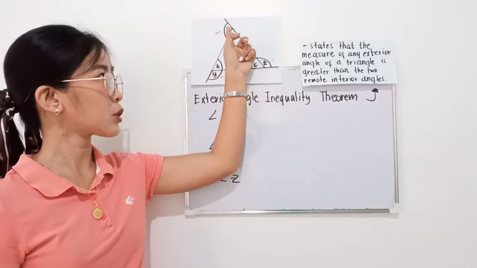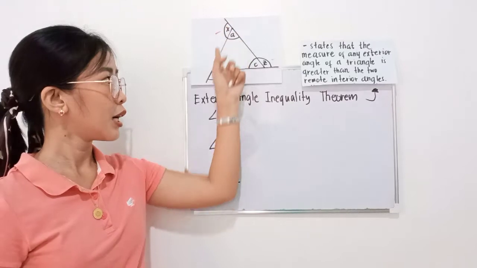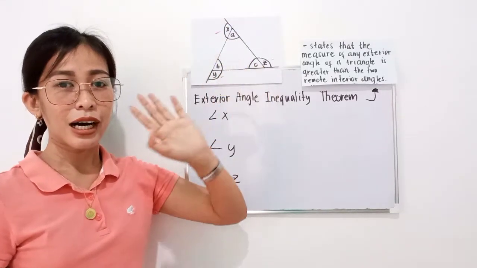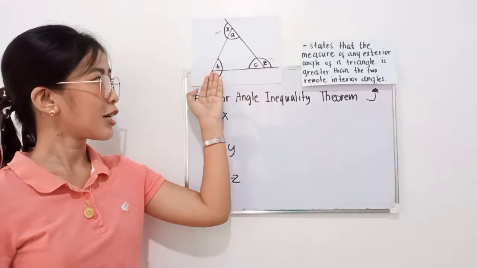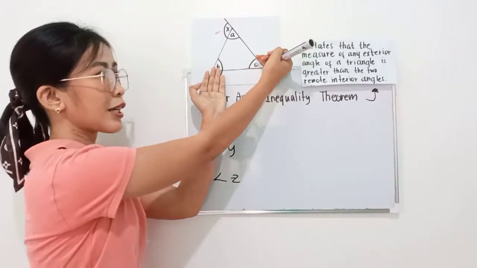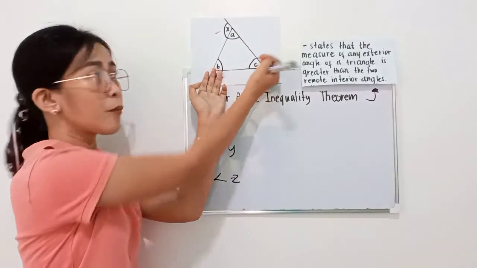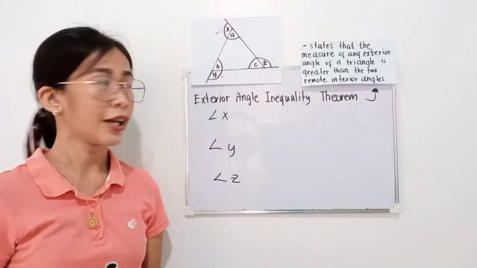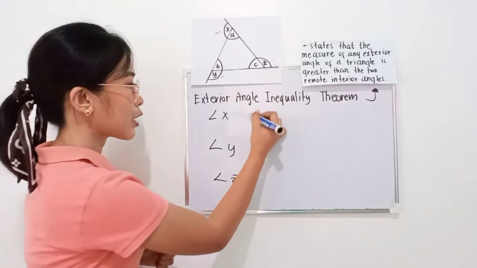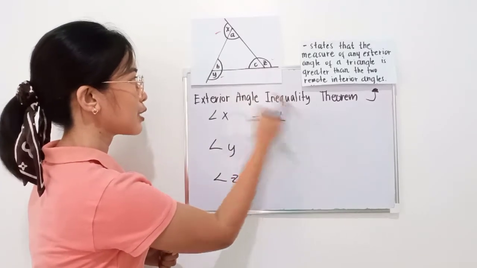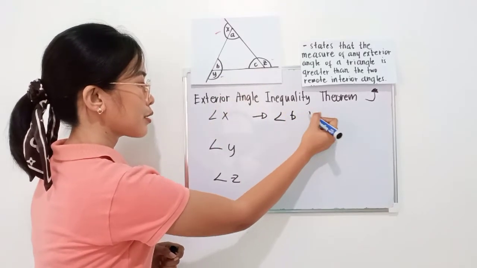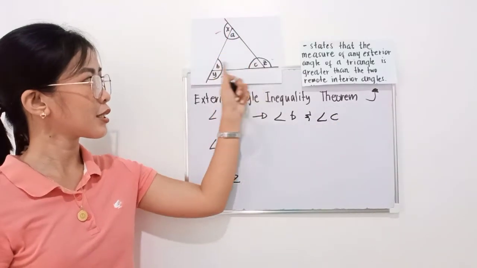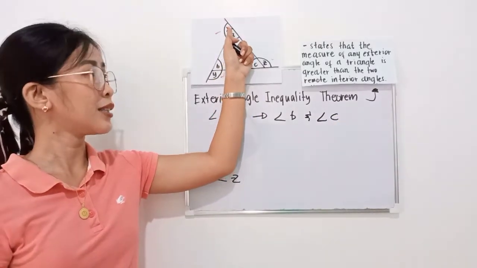What are the angles opposite to these exterior angles? We have angle B and angle C. Okay? Huwag kayo malilito dito ha. Kunyari lang, wala itong dalawang exterior angles na nandito pa, no? So, pinapakita ko lang sa inyo kung paano siya ma-identify. Alright? So, we have the remote interior angles, angle B and angle C. Siya yung remote interior angles ng exterior angle natin na X.